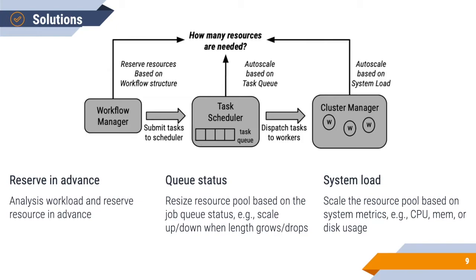The second option is resizing a resource pool based on the task queue status. However, provisioning resources takes time. It is quite common that when newly created resources are ready, the waiting tasks have already finished. Another option is relying on the system metrics of the cluster manager. But as we mentioned before, this mechanism is good for latency-sensitive services, but not for high-throughput computing workloads. We believe that a good autoscaling mechanism for high-throughput computing workloads should collect information from all these three components.